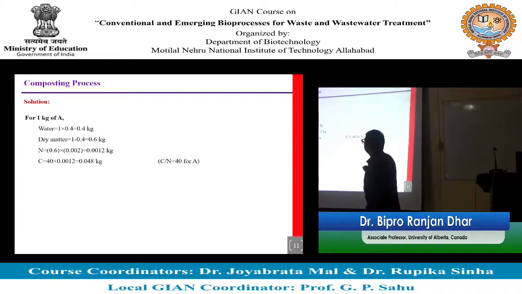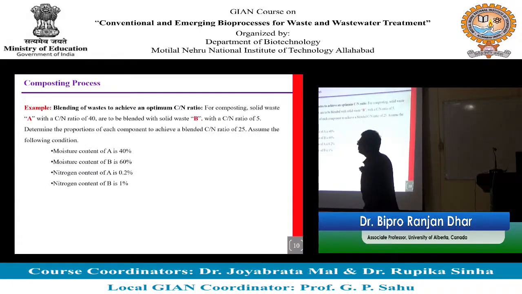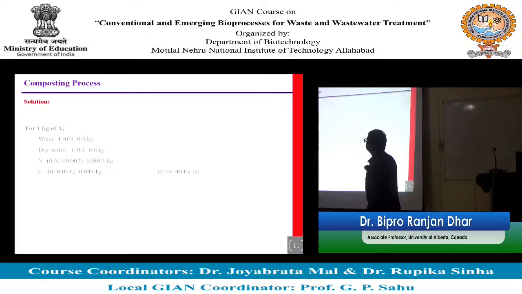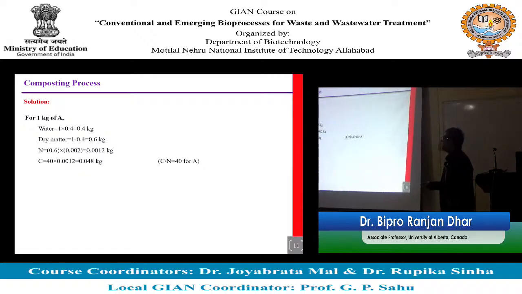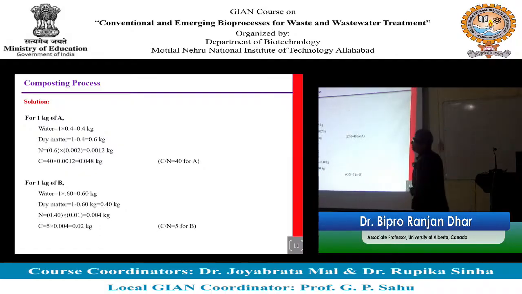It should be 0.02, right? It was 0.2. Yeah, it's okay. Now I know the carbon to nitrogen ratio is 40, so if I multiply 40 by the amount of nitrogen, I can get the amount of carbon that I have. For the second feedstock, we can do the same thing.